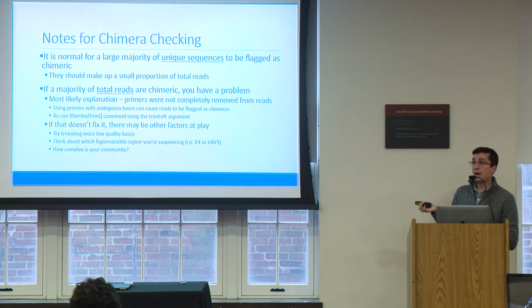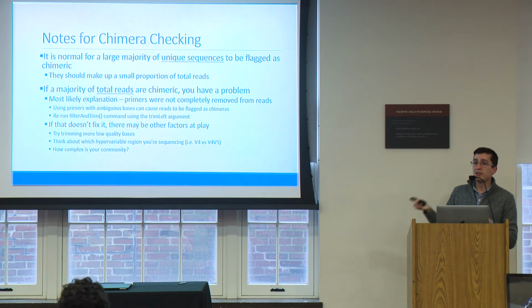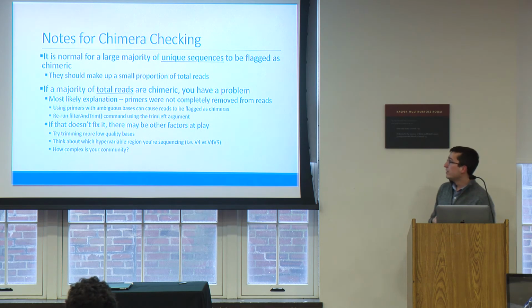If this were to happen to you, you would just go back to the filter and trim command and use this trim left argument for however long your primer region is. If that doesn't fix it, there just might be other factors at play. You could try trimming more low quality base pairs, if that's something that you can do with your data set. Another thing is that you might want to think about the hypervariable region you're sequencing.